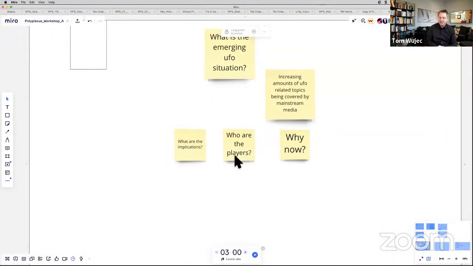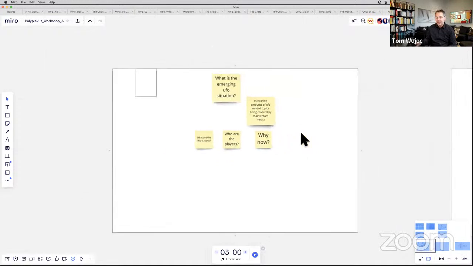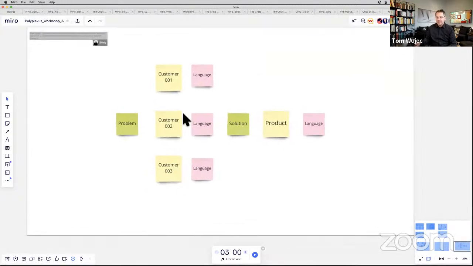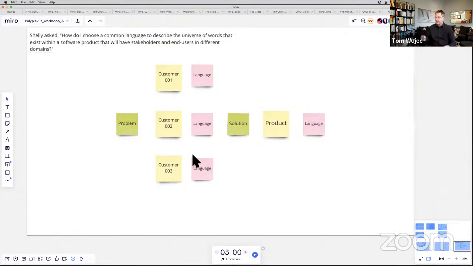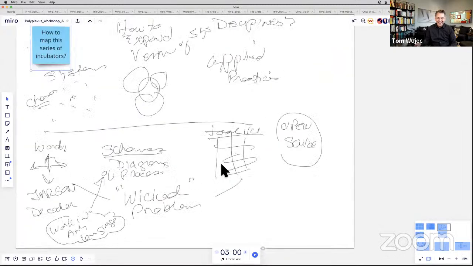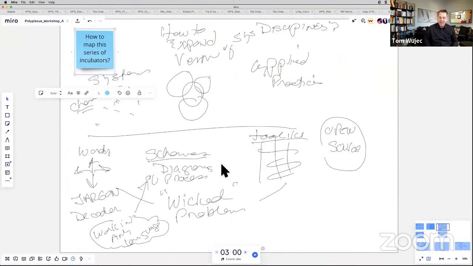We have what is the emerging UFO situation, what are the implications, who are the players, and we have 5 nodes here, which is the beginning, certainly with your really wanting to flesh this out. It's probably a whole other series of questions that you would want to ask and answer. And Shelley, you have customer 1, 2, 3. I think you mentioned 6, and so I'll have some thoughts on how you can use visual thinking to further elaborate on this. So let's go to Laura. So tell us about your diagram here and your thinking of the drawing, and then I can reflect on it.